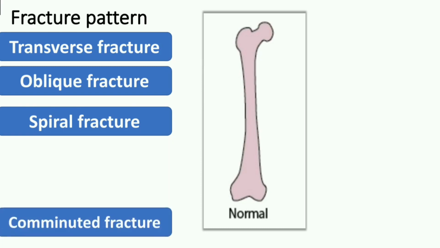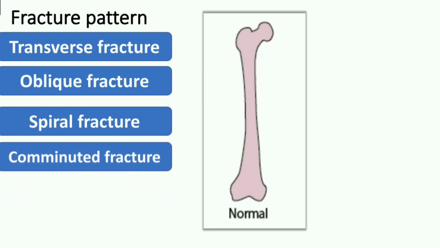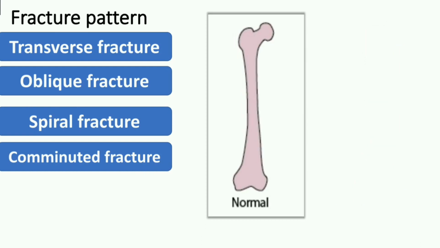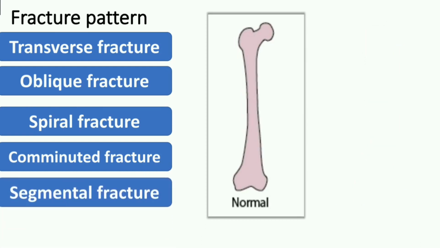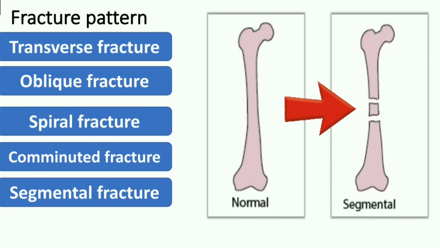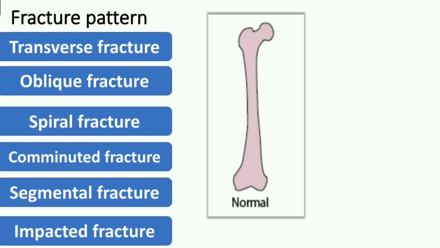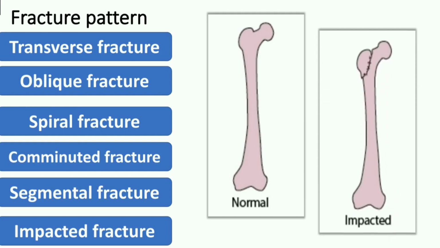Comminuted fracture has multiple fragments. It is seen in high energy injuries, also in cases where the crushing force acts along the long axis of the bone. Segmental fracture. In a segmental fracture, there are two fractures in one bone at a different level leading to a free segment in between. Impacted fracture. Impacted fracture occurs when bone fails in compression.